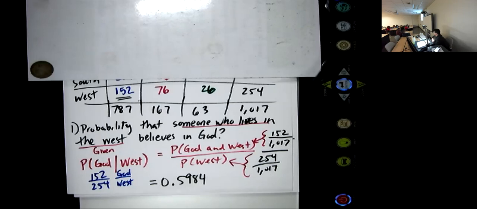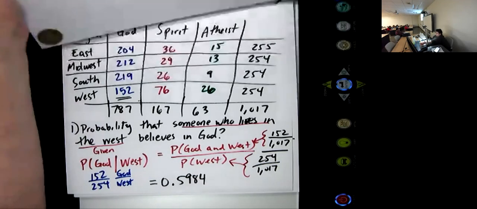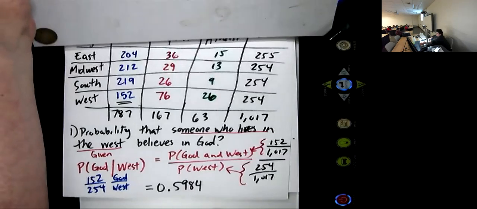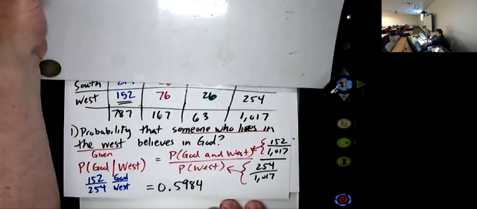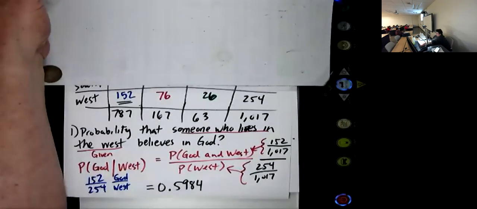And I didn't need the equation for it. The equation doesn't help if you reason it out right there. I want the probability that someone who lives in the West, so I don't care about the people in the East, the Midwest, or the South. I'm just going to ignore all their data for now. And just focus on that and go, okay, out of these people that live in the West, how many of them believe in God? And that's what I did there.